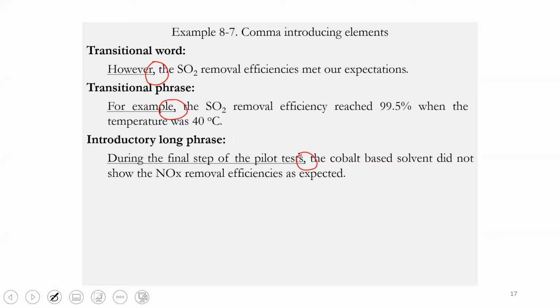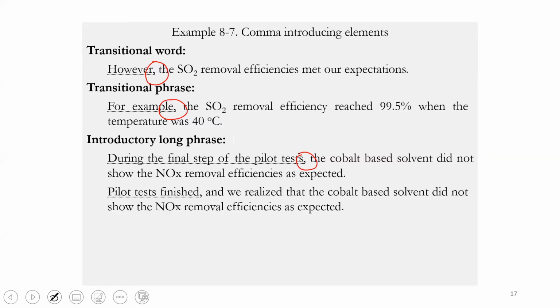The cobalt, blah, blah, blah, okay? Pilot test finished, and we realize this is a short introductory. There is an "and", you can remove it because it's short, right? The reason is, again, a comma mark offers you a short break. It's a brief pause. If it is so short at the very beginning, you don't need a pause. If you have it, it's okay.